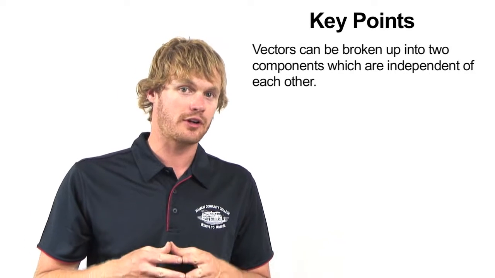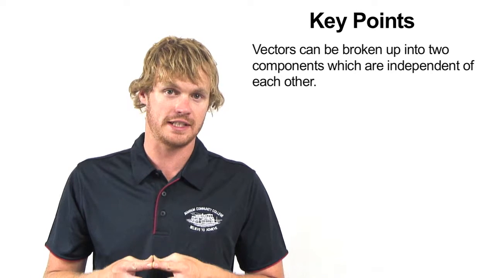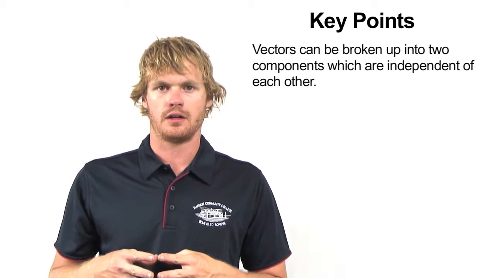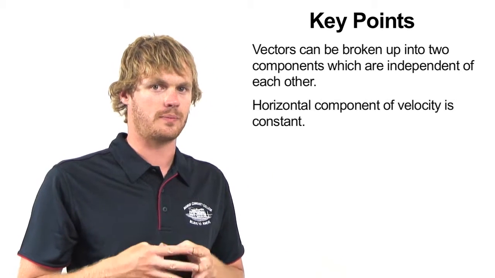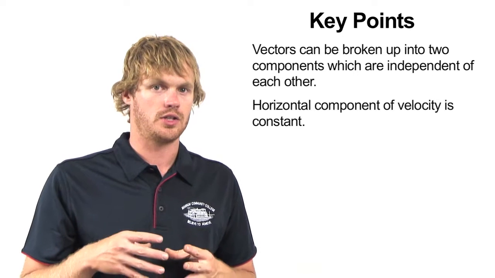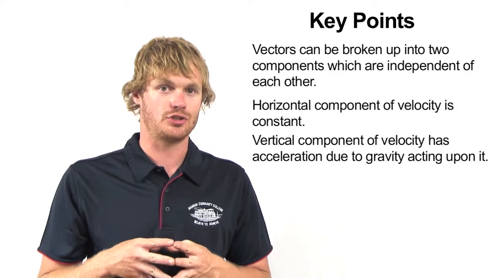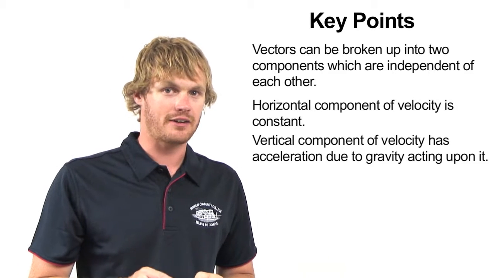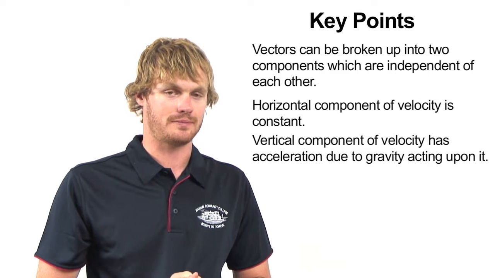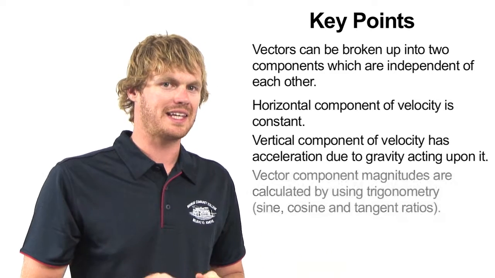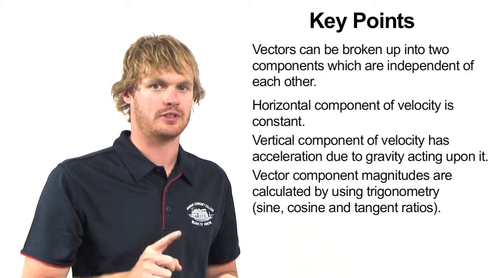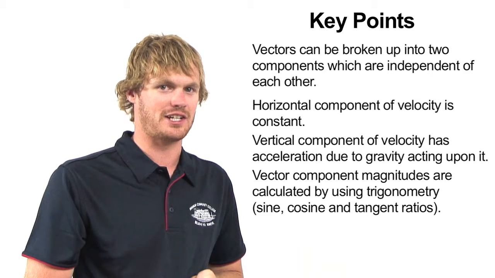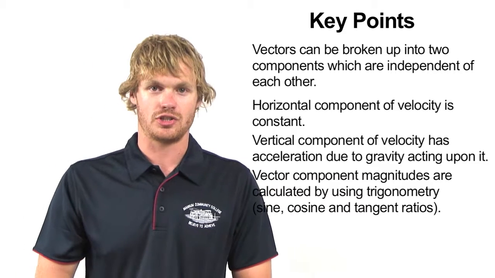So to summarise, a vector can be broken up into its horizontal and vertical components if we're dealing with motion in 2 dimensions. If we're dealing with a velocity vector, the horizontal velocity does not change over the path of the projectile. The vertical motion, however, does change due to the acceleration due to gravity. The acceleration due to gravity is 9.8 meters per second squared. We can calculate the size, or magnitude, of our components using trigonometry. So you need to remember sine, cosine, and tangent ratios in order to find out the magnitude of these sides.